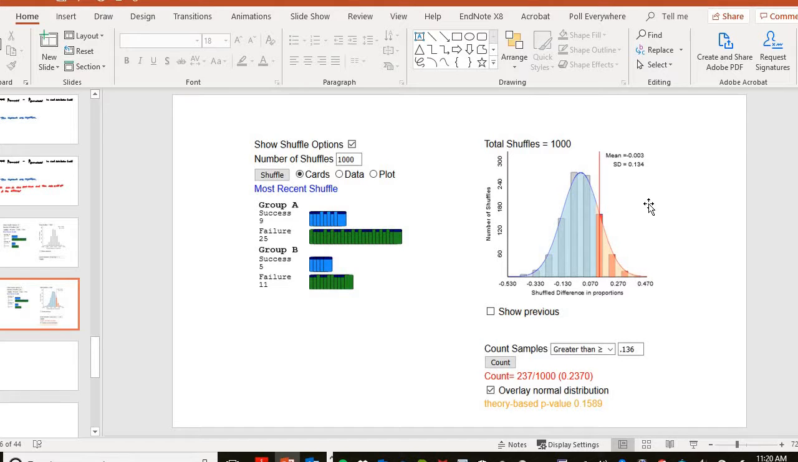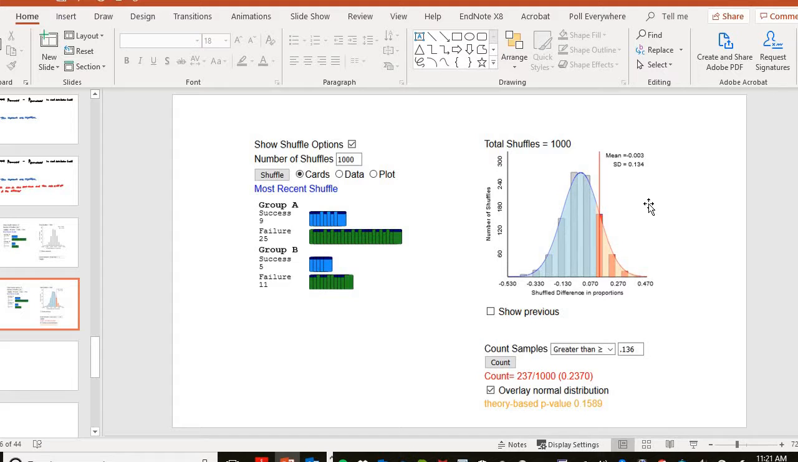Is that evidence to reject the null? It's not strong enough. This doesn't mean yawning is not contagious. This is something that I think confuses a lot of people. It just means that the evidence that I have from this study was not strong enough for me to say that yawning was contagious. And they give you the theory-based p-value.